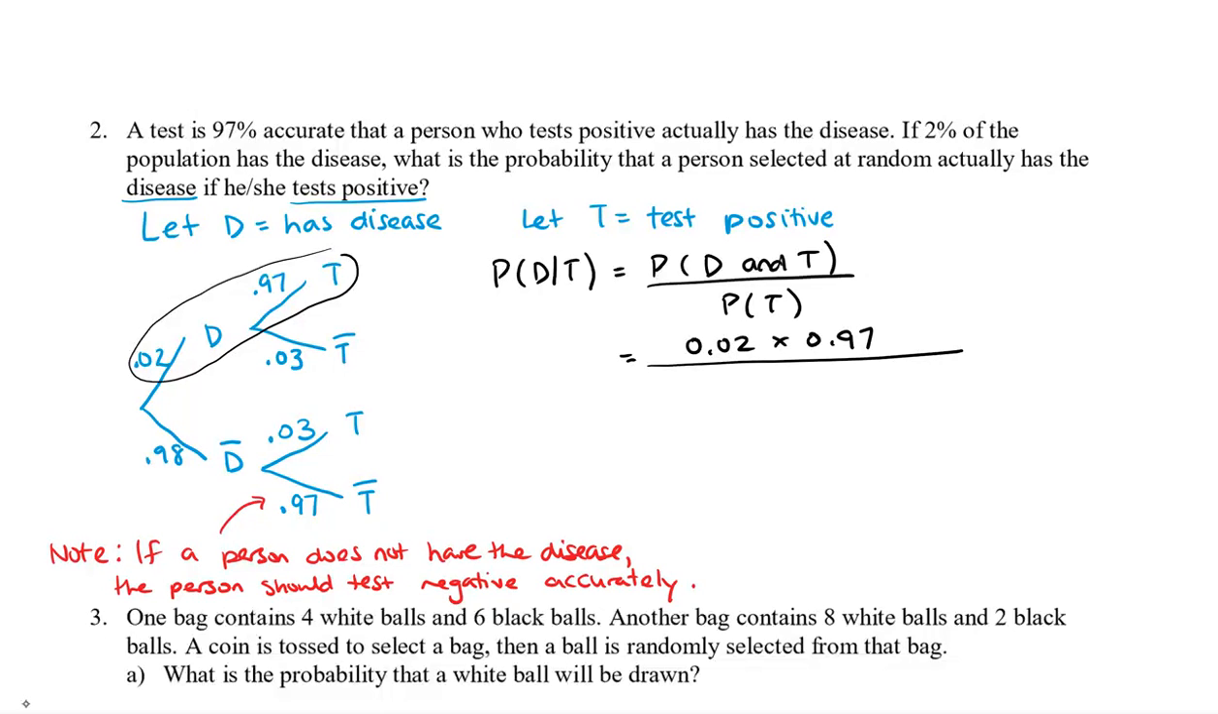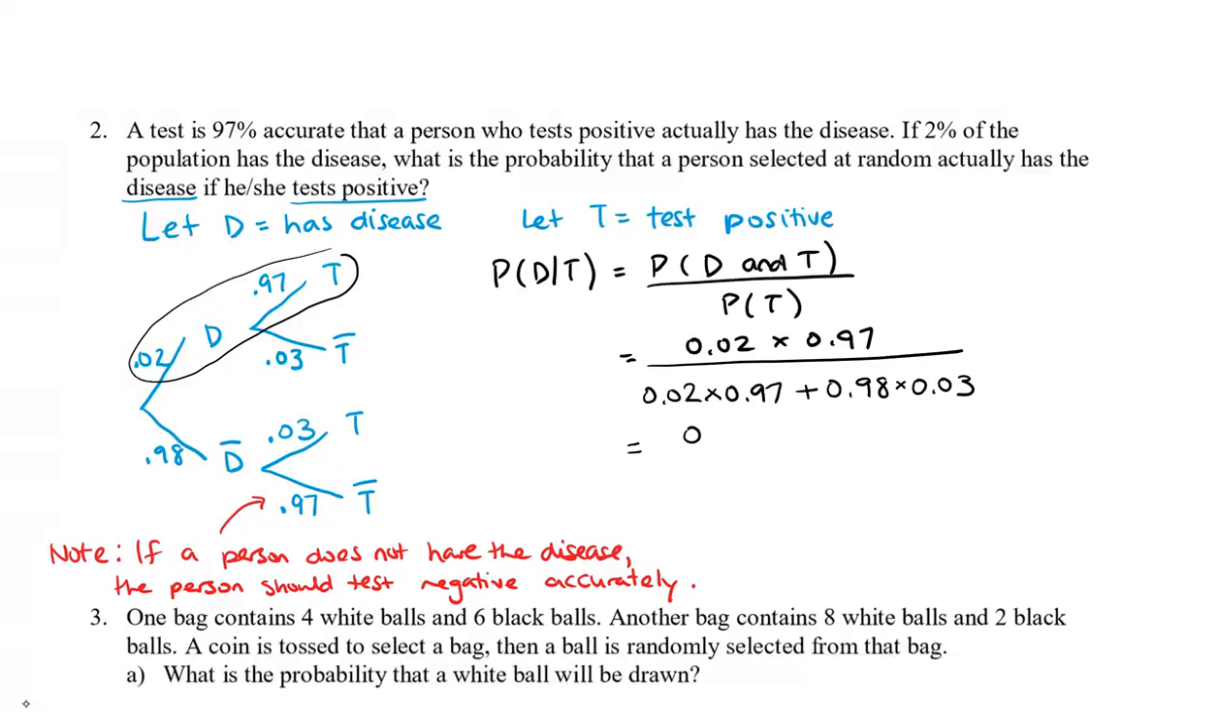Now there are two ways to do that. So one way is 0.02 times 0.97, which is having the disease and then testing positive. Or we can not have the disease. So we're going to add not have the disease, which is 0.98, and then we're going to multiply that by 0.03 because they still tested positive even though that is not accurate.